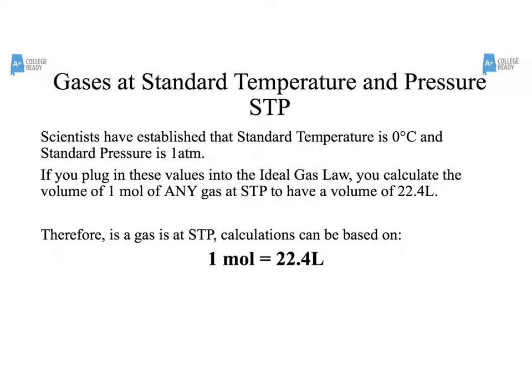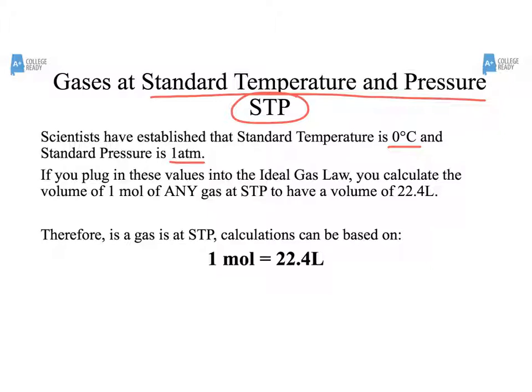The last concept I want to talk about in this video is about something called standard temperature and pressure. Standard temperature and pressure, also abbreviated as STP. Now, this is a situation that scientists have used to help us do the ideal gas law a little bit faster and not having to do long, cumbersome calculations. So here's what they've said. Scientists have established that standard temperature is 0 degrees Celsius and standard pressure is 1 atm.